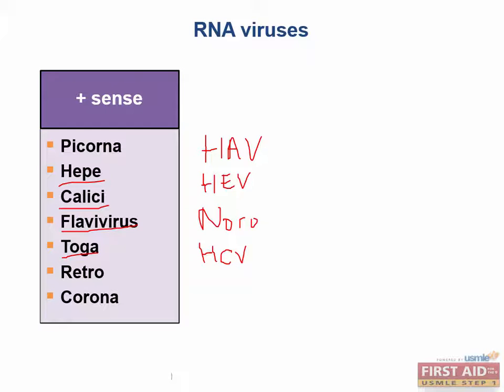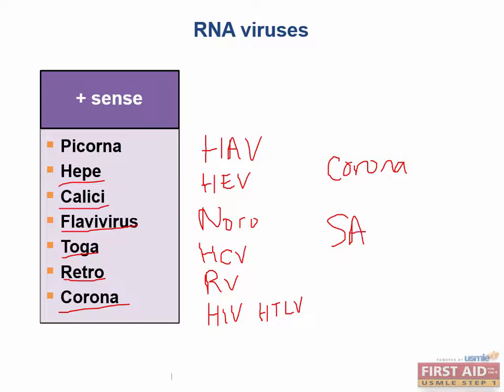The togavirus includes, most importantly, the rubella virus, but it also includes the eastern and western equine viruses. The retrovirus family includes 2 important viruses, particularly HIV and HTLV. And the last positive stranded virus family is the coronavirus family, which includes the coronavirus, which is a common cause of the common cold, as well as the virus that causes SARS, or the Severe Acute Respiratory Syndrome, that caused a scare in China in the early 2000s.